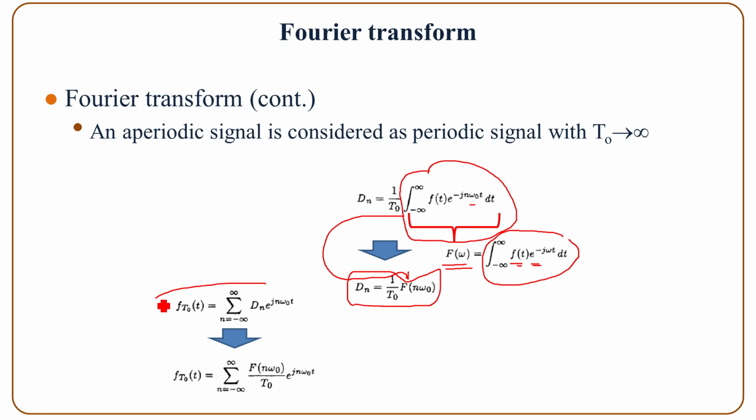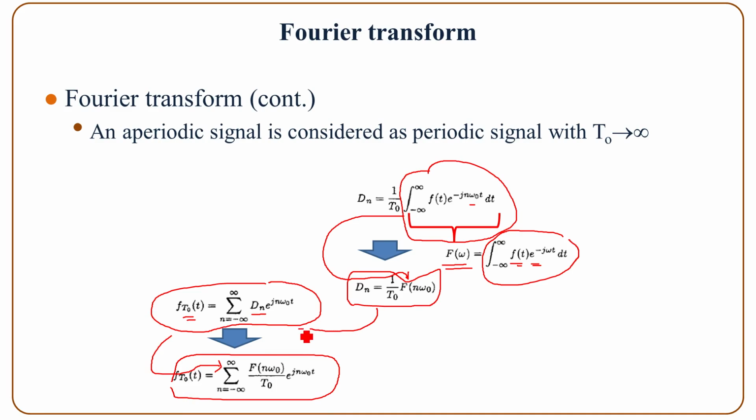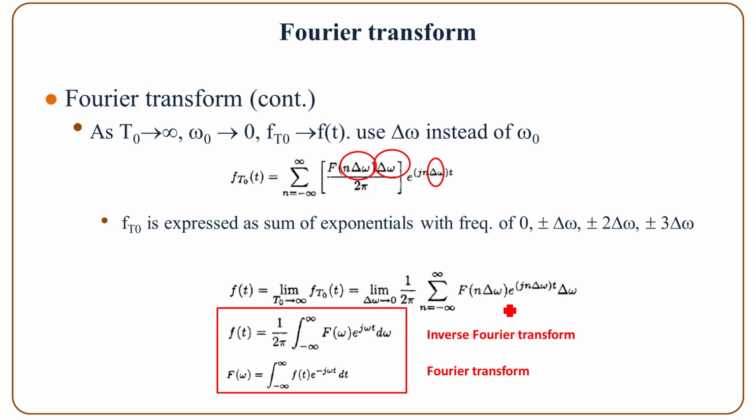And then you can rewrite f of t within one period. This becomes this form, and here we just replace Dn, right? So this is a new form of f of t within one period, and as T naught approaches infinity, the angular frequency omega naught approaches 0, and f of T naught approaches f of t. So the function of the signal within one period approaches the function wholly.